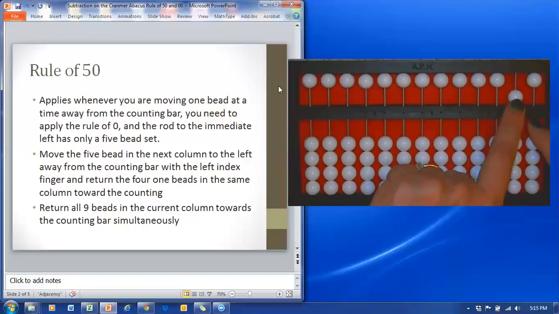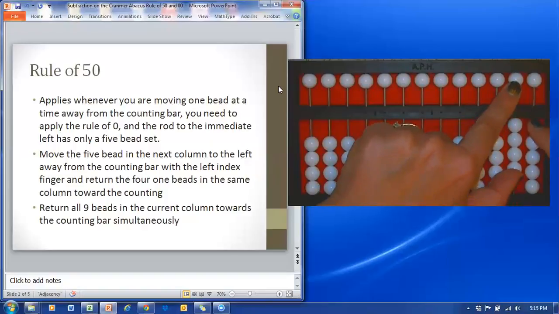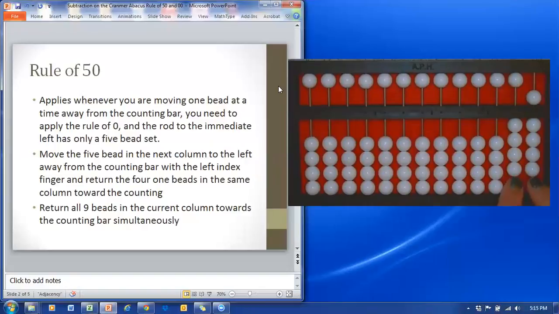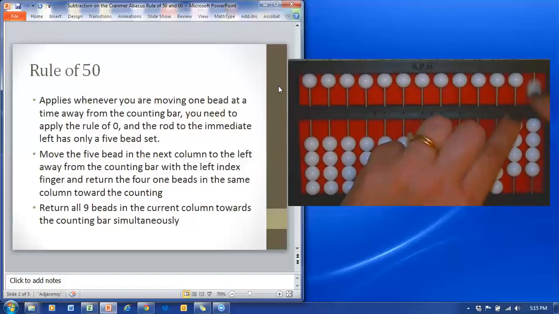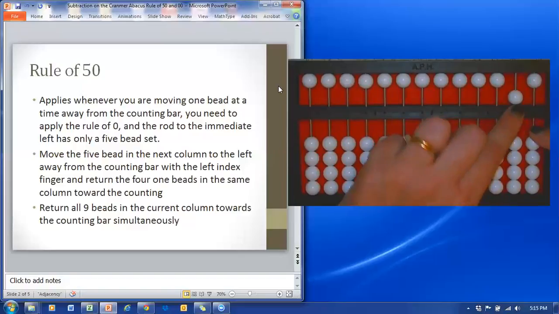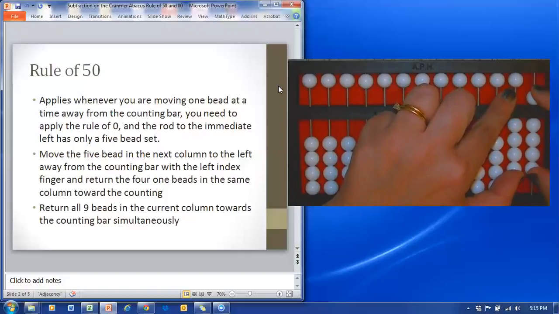We would have to move that 5 bead away. Anytime we move a 5 bead away, we return the 4 below it, and we would also have to return the 9 in our current column. Now let's think about why that is. Notice that I have 49 currently on the abacus, which actually is 1 less than 50. So what I actually had on my abacus was 50. To go down 1, that 5 bead's going to have to move away, along with the 4 returned below it, and all 9 in my current position so that I could continue to subtract.